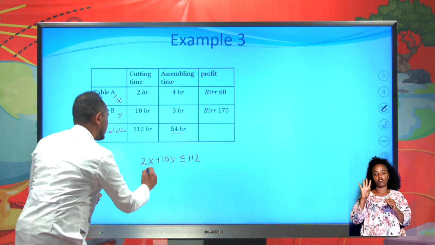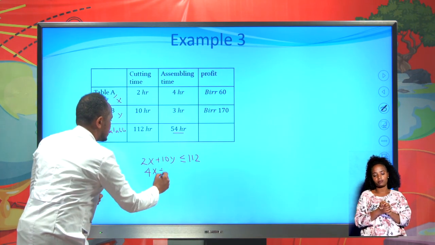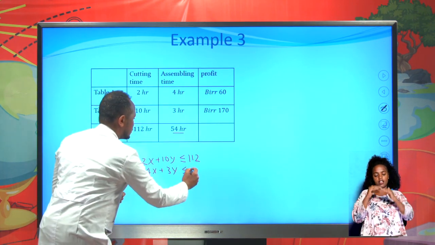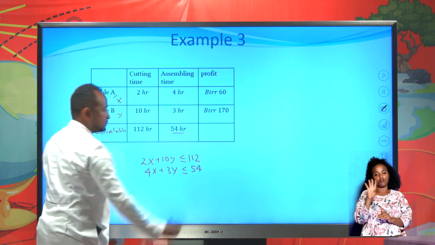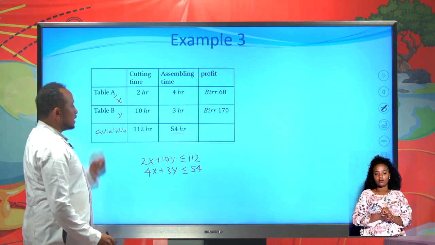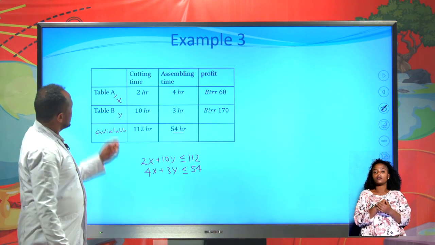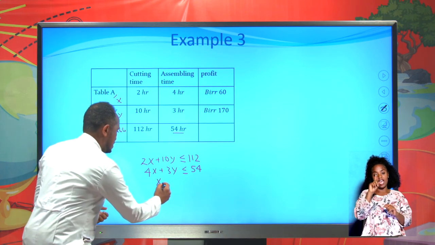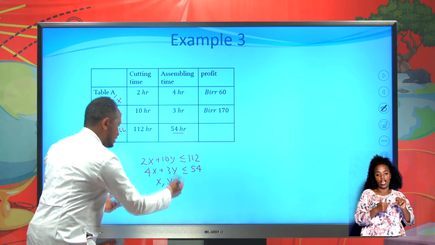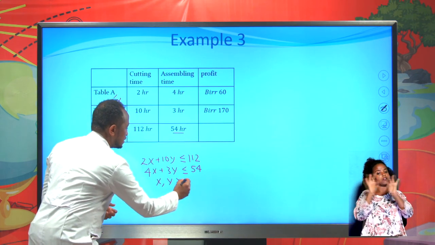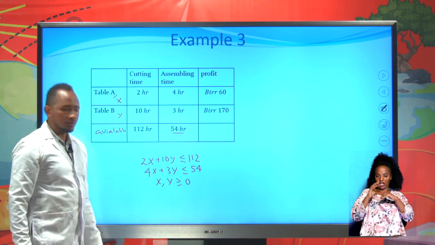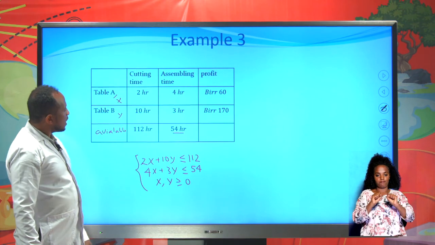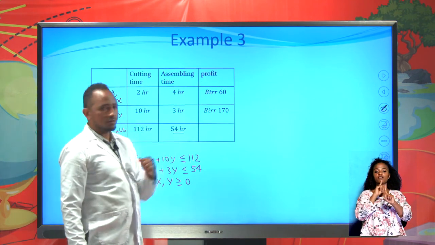Therefore, 4x plus 3y must be less than or equal to 54. In addition to this, the number of table A produced and the number of table B produced must be greater than or equal to 0. So we have these constraints. And our objective is profit.